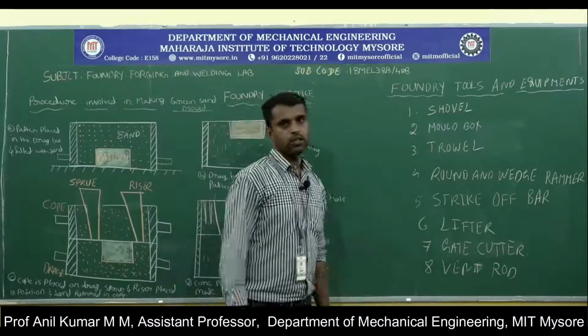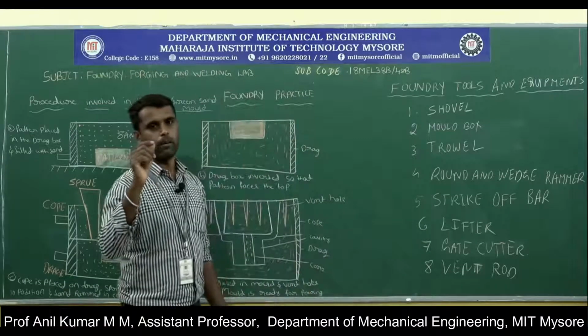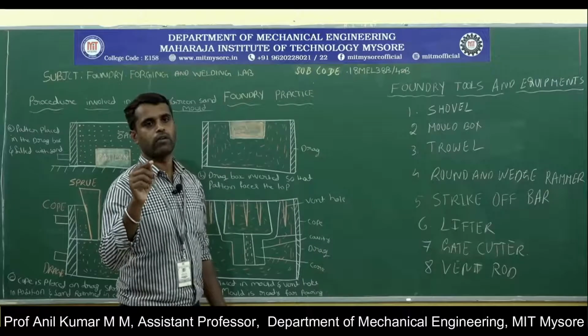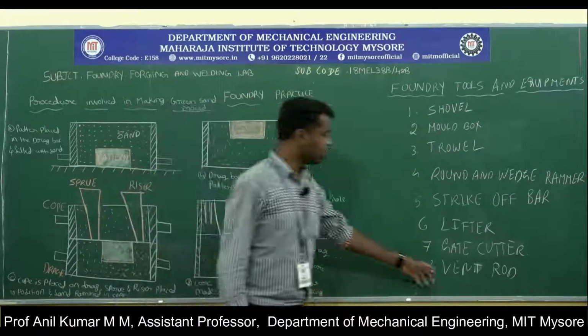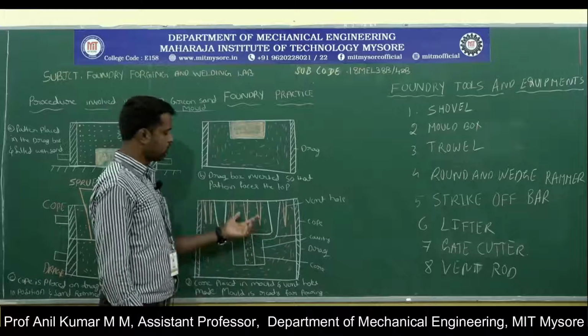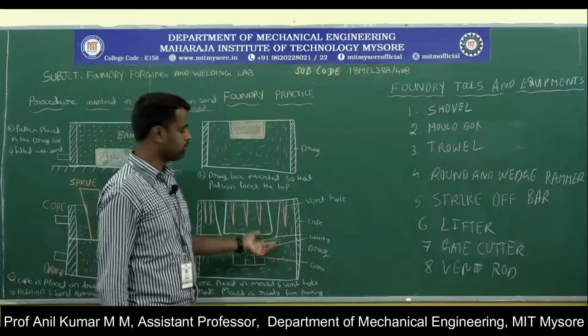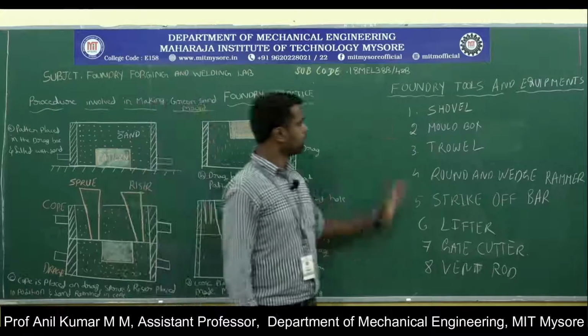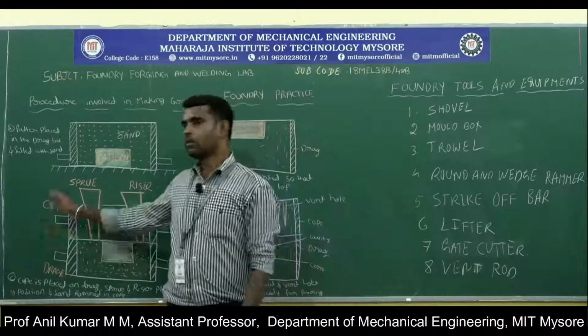And vent rods. A vent rod is a thin metal rod, pointed at one end, and it is used for piercing holes into the cope box. These holes allow the gases to escape from the mold. Okay, these are the commonly used tools for preparing the green sand mold.